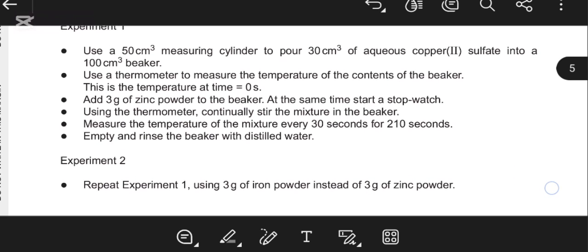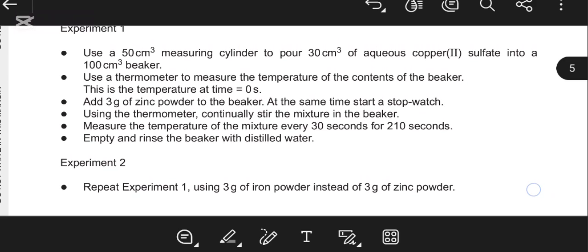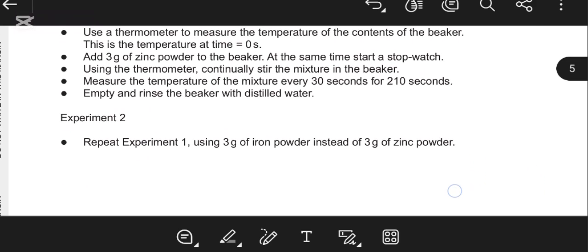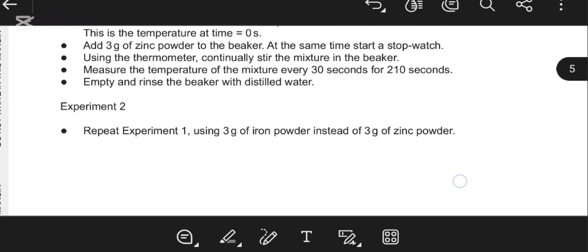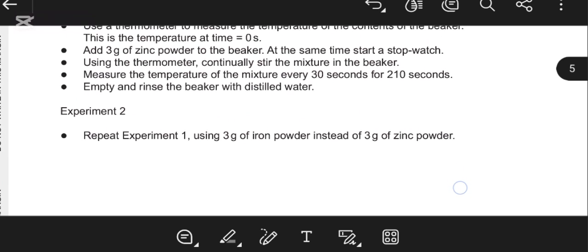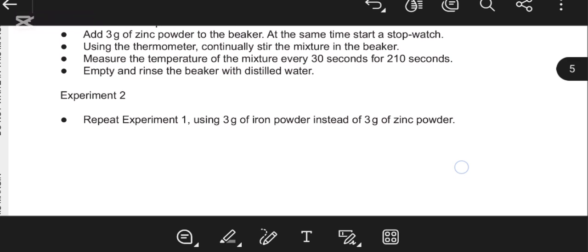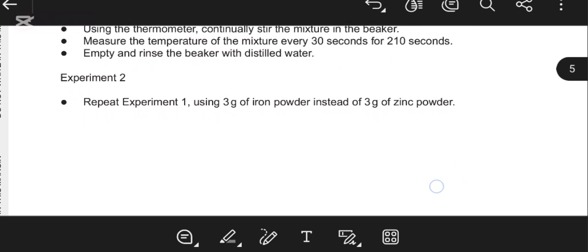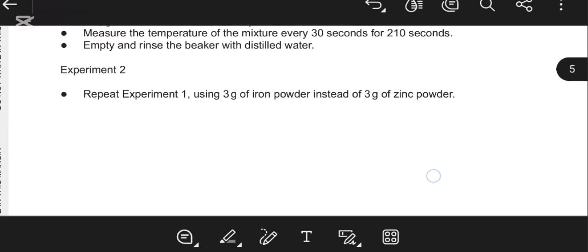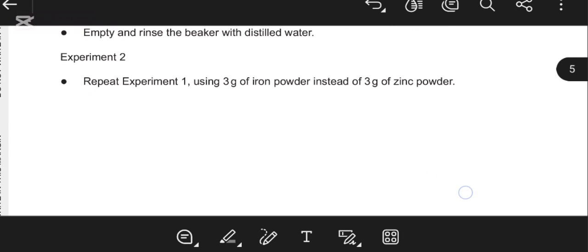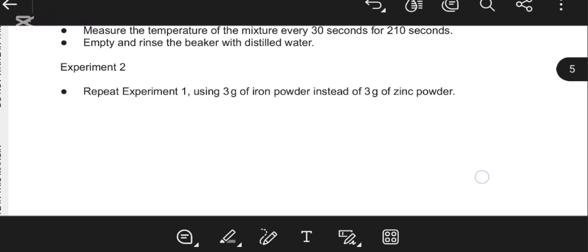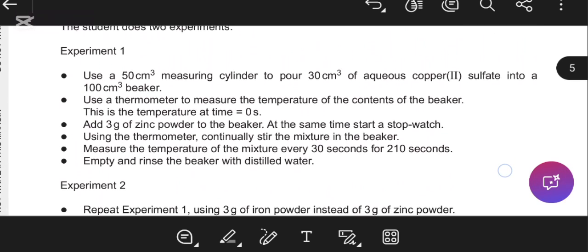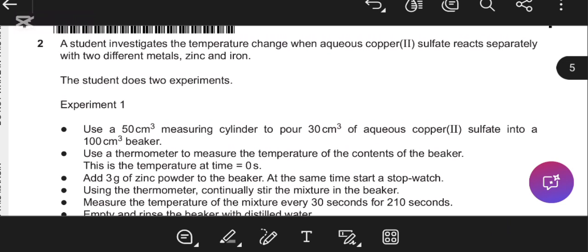To pour 30 cm³ of aqueous copper sulfate into a 100 cm³ beaker. Use a thermometer to measure the temperature of the contents of the beaker. This is the temperature at time equal to 0 seconds. Add 3 grams of zinc powder to the beaker. At the same time, start a stopwatch. Using the thermometer, continually stir the mixture in the beaker. Measure the temperature of the mixture every 30 seconds for 210 seconds. Empty and rinse the beaker with distilled water. Repeat experiment 1 using 3 grams of iron powder instead of 3 grams of zinc powder. So here what they are doing is changing the metals.